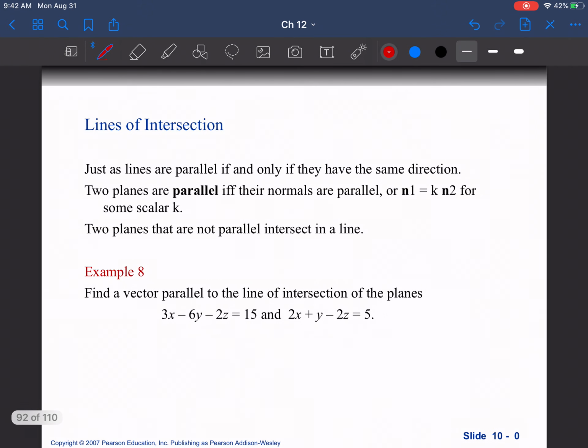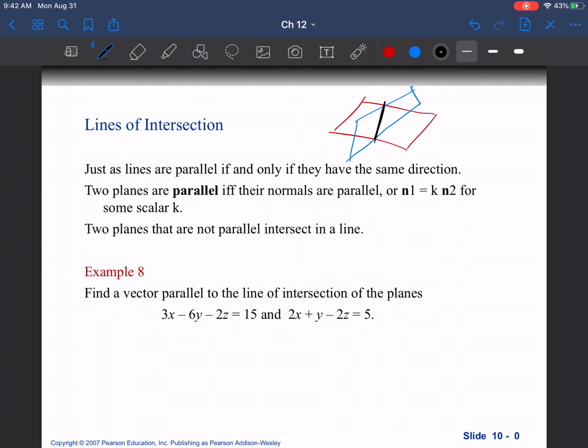All right, next, lines of intersection. So whenever we have 2 planes that are not parallel, they're going to intersect at some point in the intersection of 2 planes. All right, here's one plane, here's the other plane coming up through it right there. They're going to intersect in some line, right, where they cross, okay? And so they have to intersect if they're not parallel.